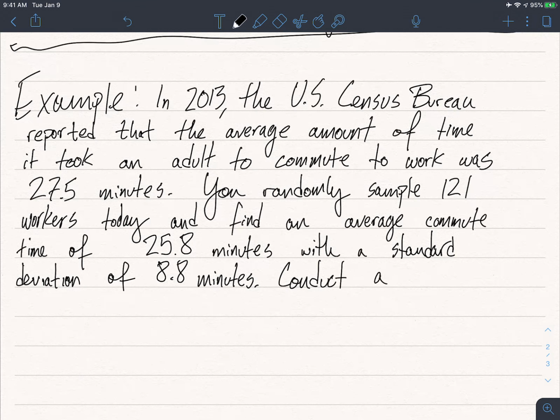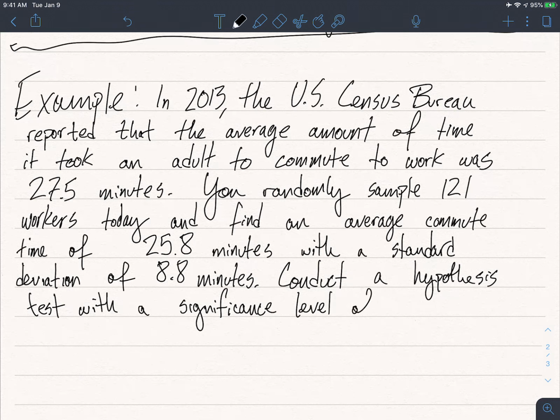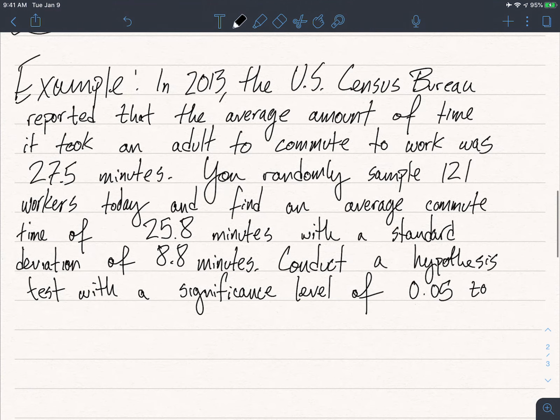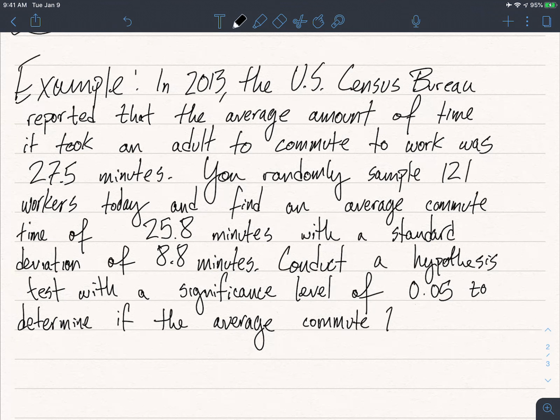Conduct a hypothesis test with a significance level of 0.05 to determine if the average commute time has decreased since 2013.